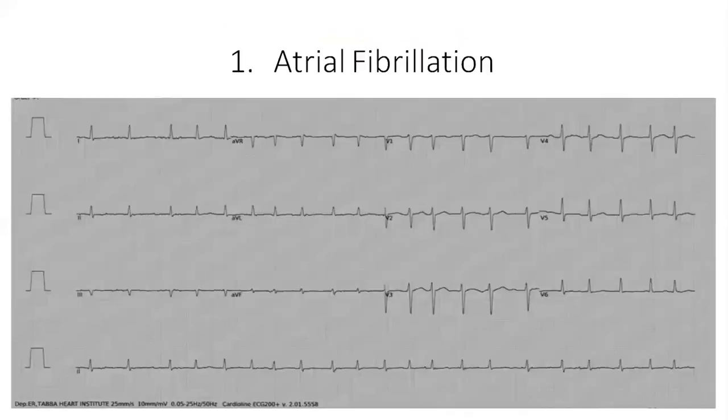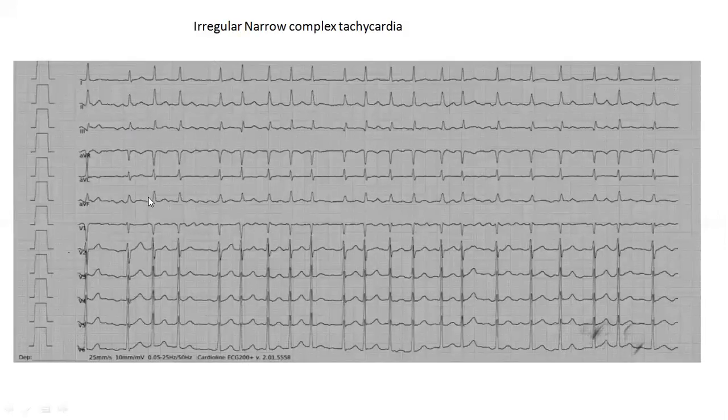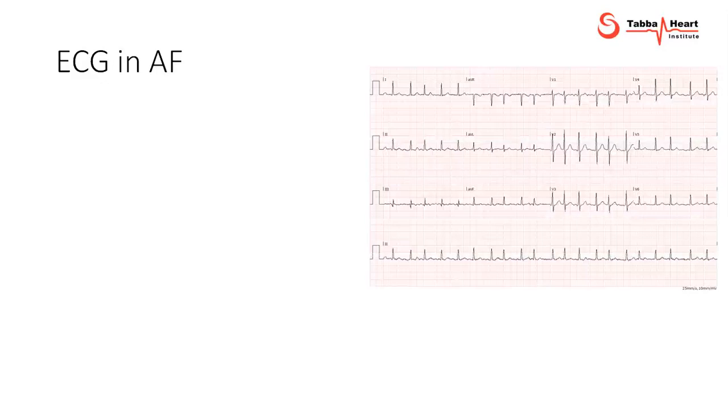Now, this is an ECG where this is irregular, narrow complex tachycardia, right? And this is what we say is atrial fibrillation. This is another example where you see irregular, narrow complex tachycardia, right? So how does the ECG in atrial fibrillation look like? This is important because a lot of you guys mistakenly label ECGs where there is sinus rhythm or PACs as atrial fibrillation.